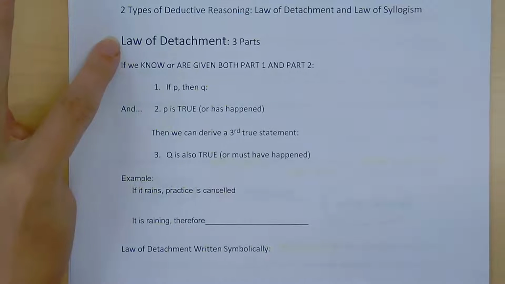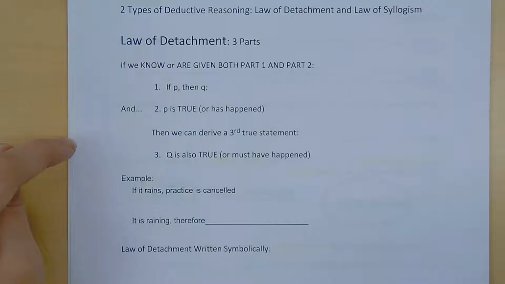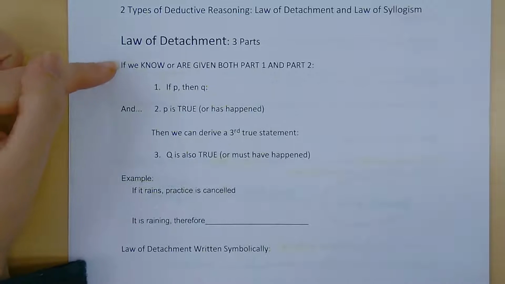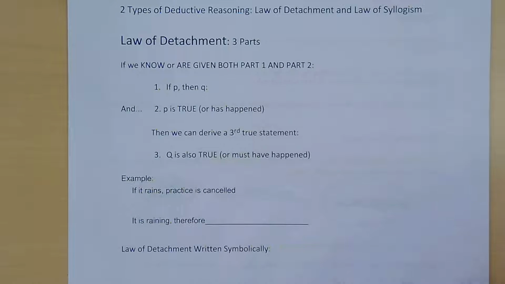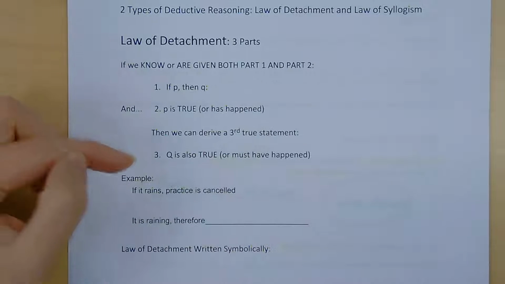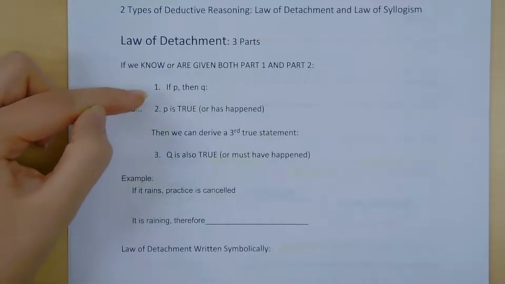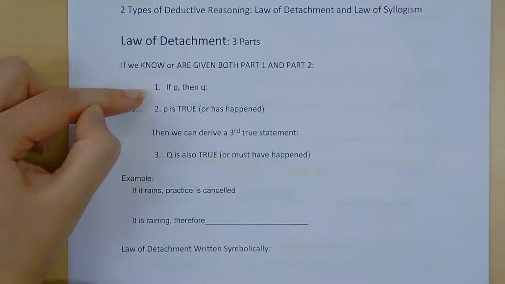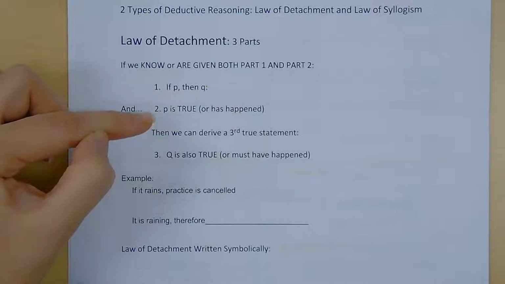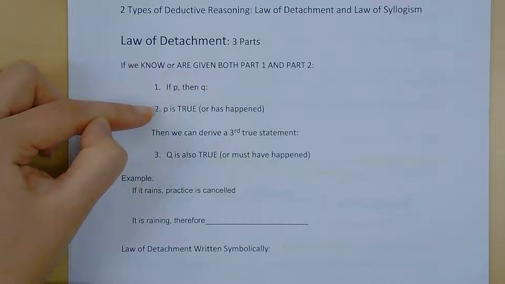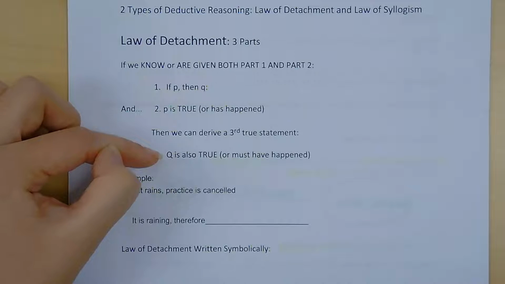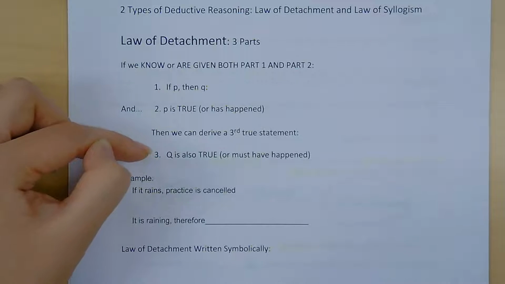In Law of Detachment, we're given three parts. If we know that 1 and 2 are true, then that means that we can conclude our third part. The first part that we're going to be given is that if P, then Q. Our second part is if we know that P is true, then we can conclude that Q is also true.